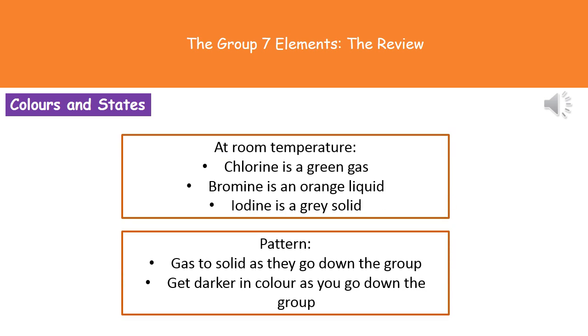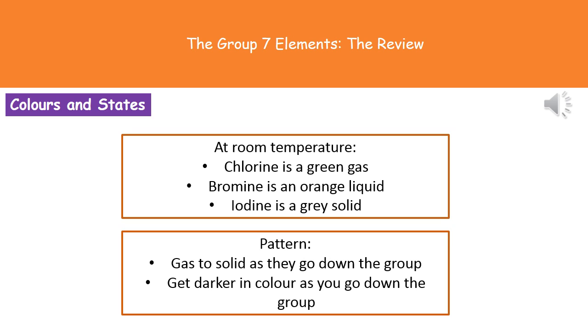When we think about our halogens then, what we'll find is that we get 2 distinctive patterns that we need to remember. First of all, as we go down the group, they change from gas at the top down to solids as we get to the bottom. So if we think about chlorine, it's a gas, bromine is a liquid, and iodine is a solid. If we then think about the colours, we notice they actually get darker in colour as we go down the group. So chlorine is a green colour, bromine is orange, and iodine is grey.